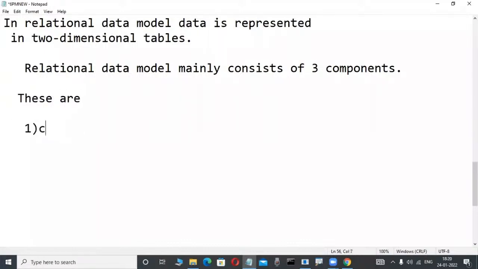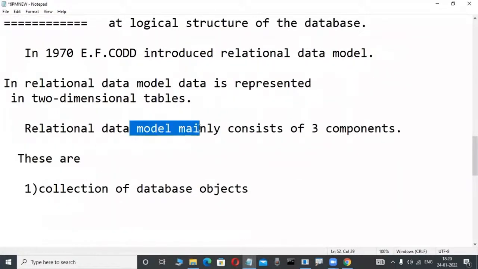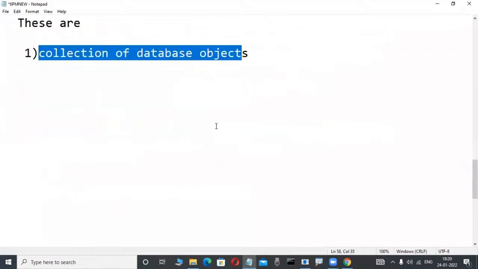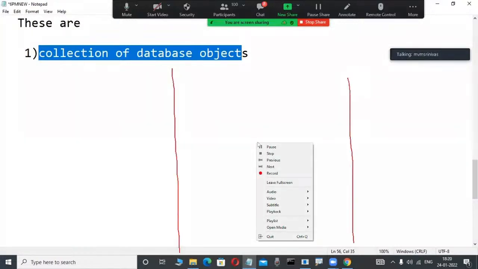A simple collection of database objects. In software like Oracle, SQL Server, DB2, a collection of database objects is available. What is this? That is what we learn daily. Slowly observe here: the relational data model mainly consists of three components. The first one is a collection of database objects. Collection of database objects is dead easy. Even a first-time newcomer can understand.